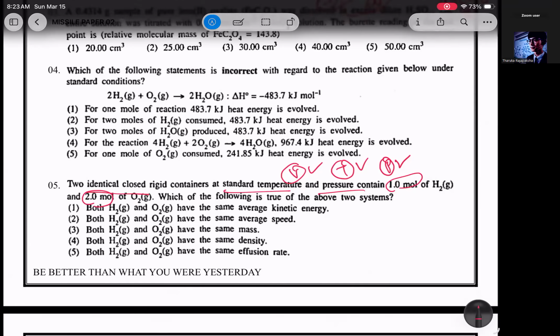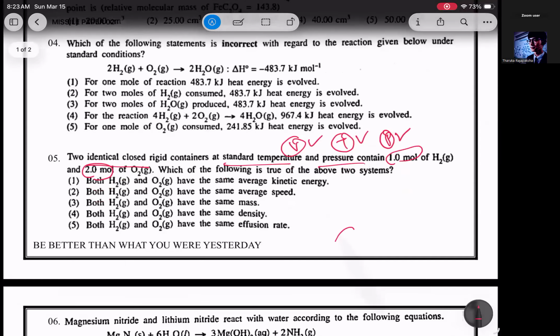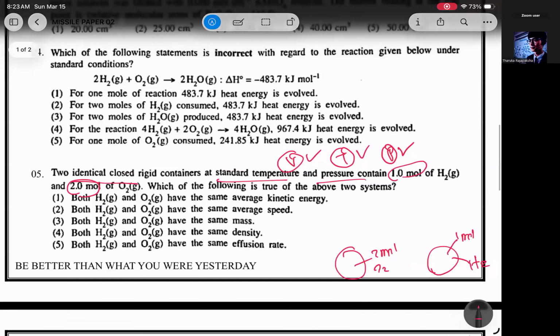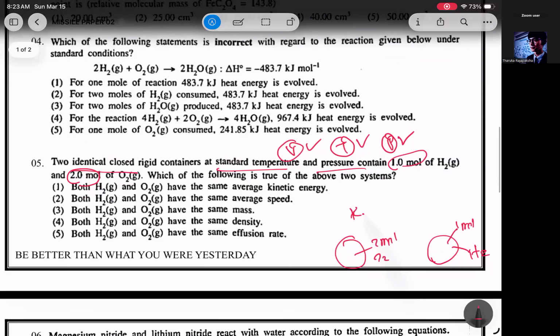So there is a system of hydrogen with 2 moles of O2, and there's another one with 1 mole of H2. Which of the following is true of the above two systems? Both H2 and O2 have the same average kinetic energy. So average kinetic energy is the mean kinetic energy actually. Both are the same. Kinetic energy is equal to 3RT over 2, which does not depend on the molar mass.